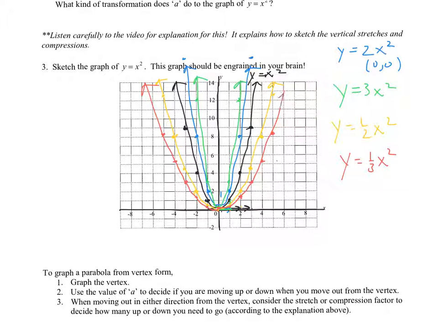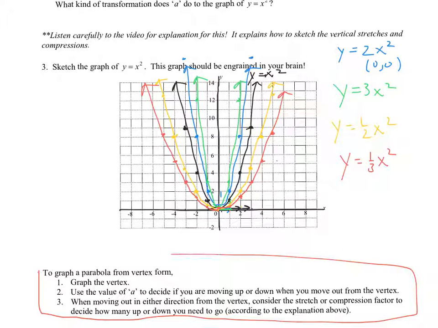Now, these ones are nice and simple because the vertex is at 0, 0, but actually they're all just this simple. It's just that you're not always starting at the origin. So here's the key idea. To graph a parabola from the vertex form, the only difference is that you need to graph where the vertex is. So that's your starting point.